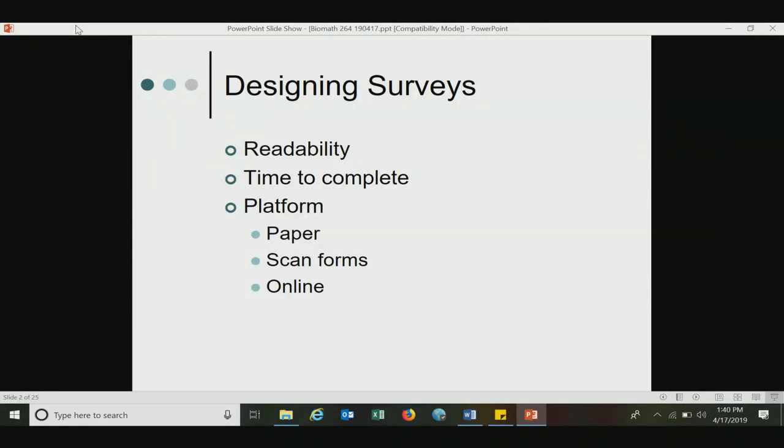Then the other thing you want to look at when you're designing surveys is how much time it takes to complete the survey. So you want to probably take the time that it takes you to complete the survey and multiply that at least by 50%, if not 100%, for how long it's going to take somebody who doesn't know your study to take the survey.